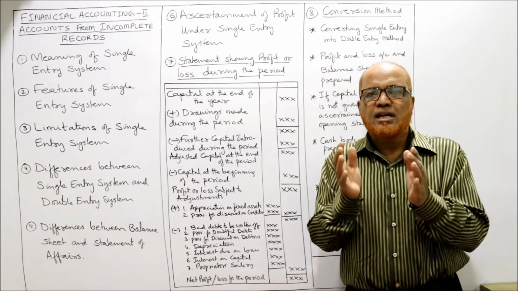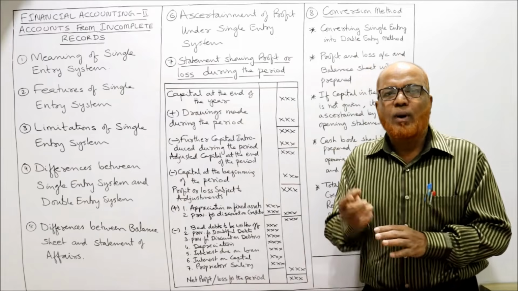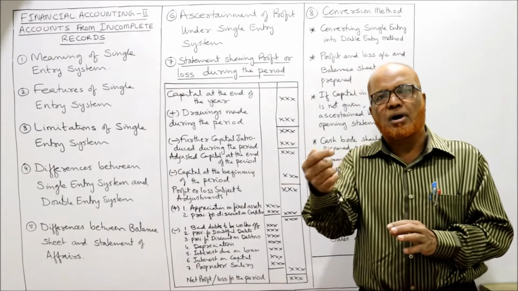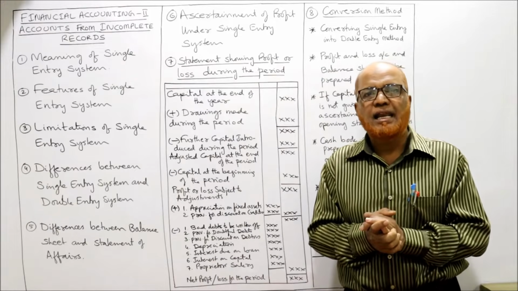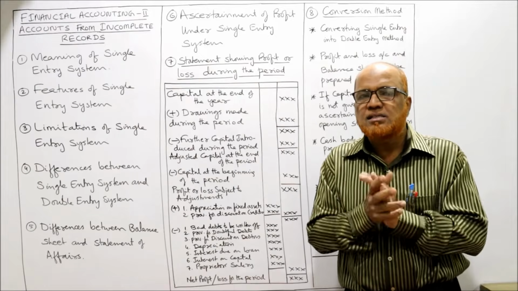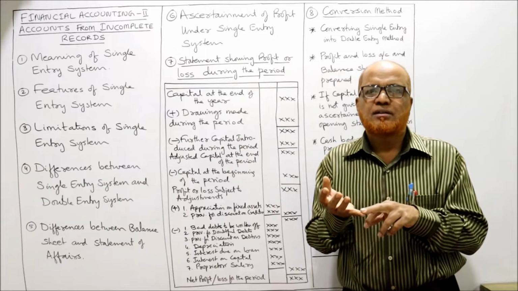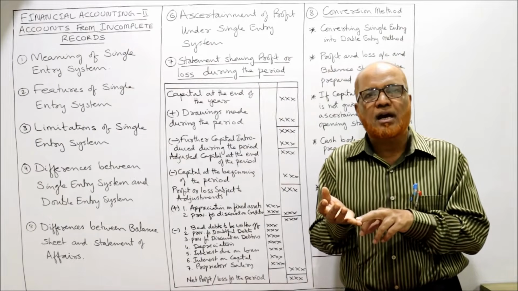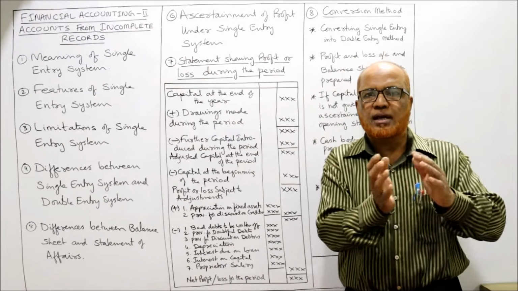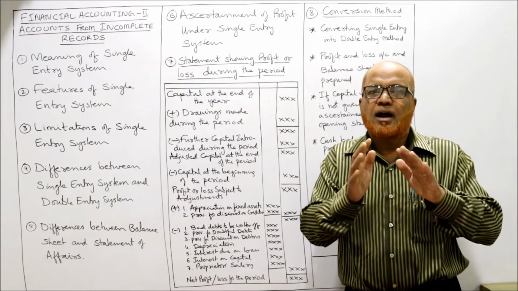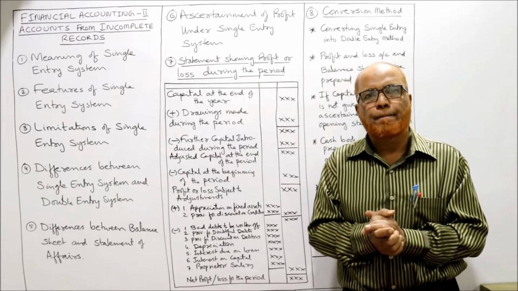So what is single entry? It is that system of accounting in which the double entry system of bookkeeping is not followed. Some transactions are completely recorded, some are partly recorded, and some are completely ignored. This method is called the single entry system. In this system, we maintain only the cash book, along with some personal accounts of debtors, customers, and suppliers. Other real accounts and nominal accounts are not maintained in the single entry system.